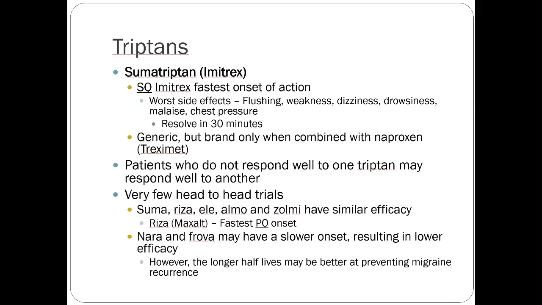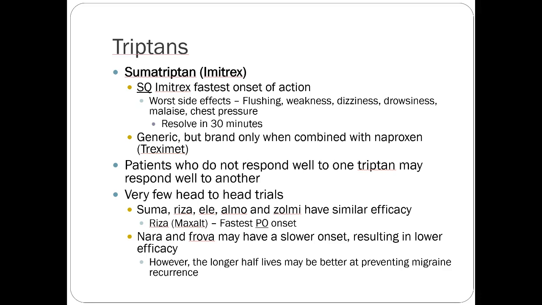So sumatriptan, Imitrex is the brand name of that, and it's the most common one that's used. And again, it comes sub-Q, nasal, and PO, and the sub-Q Imitrex is the fastest onset of action. Side effects are flushing, weakness, dizziness, drowsiness, chest pressure. Those are across the board with every triptan.